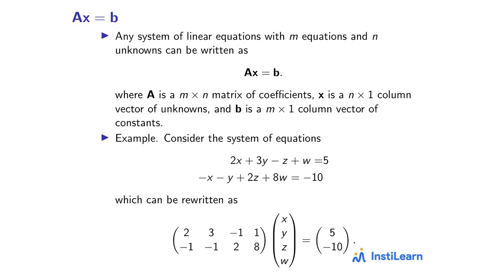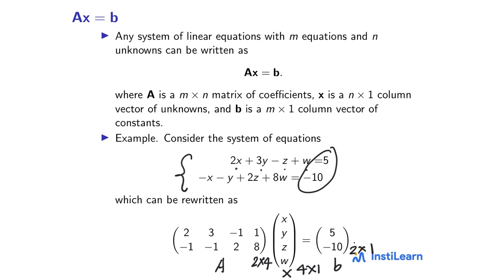So let's understand this using an example. We have a system of two equations and there are four unknowns x, y, z and w, and these are my constants 5 and minus 10. Then I can write it as A into x. This is my A, this is my x, and this is my b. Here you can see that A is 2 cross 4. There are two equations in four unknowns, and x has four unknowns, so it is a 4 cross 1 column vector, and when you multiply them you get 2 cross 1, the b part.